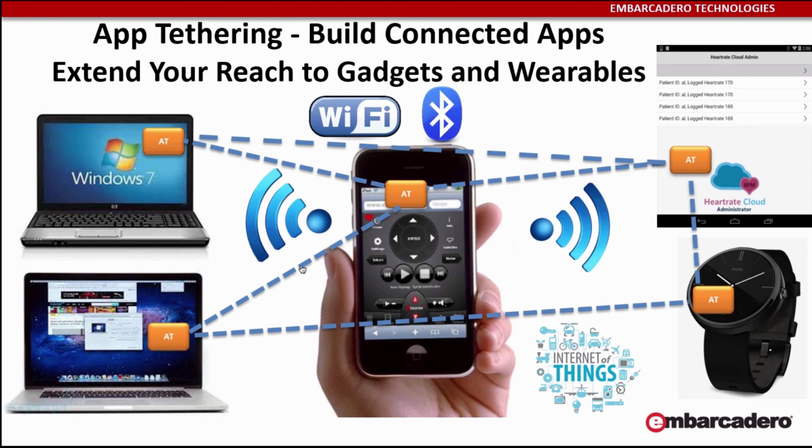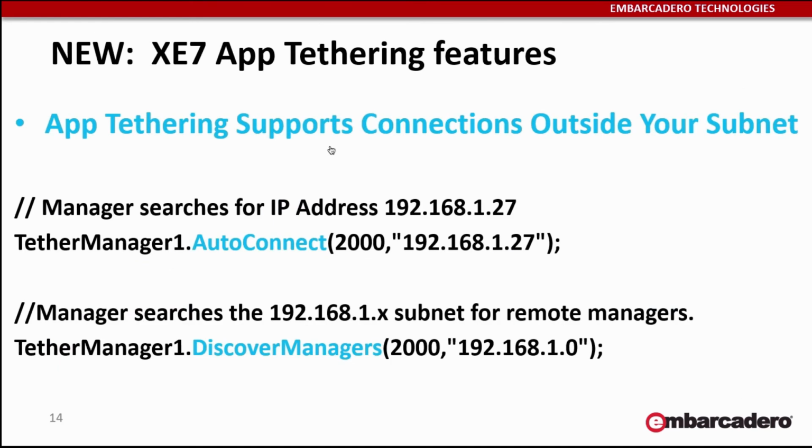So the App Tethering technology lets us easily distribute an existing app user experience across devices and gadgets. And this is especially powerful for extending the utility of existing desktop and mobile apps to integrate with the Internet of Things. And for this, you can either use network Wi-Fi or Bluetooth Classic with App Tethering. Let me quickly introduce two new XE7 App Tethering features.